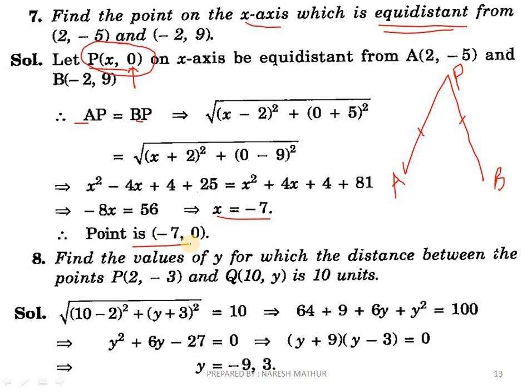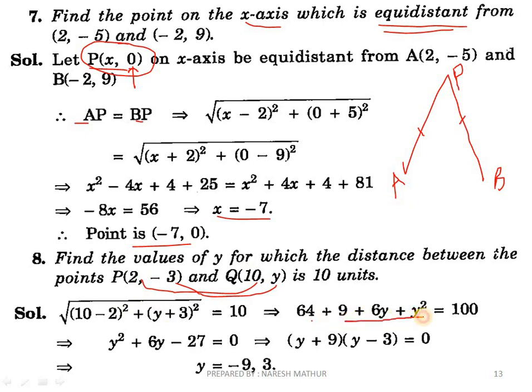Getting it? Similarly, next question says find the values of y for which the distance between the point P and Q is 10 units. It's quite simple. We just need to use the distance formula. Just find the distance between P and Q. Let's say x2 minus x1, 10 minus 2, 8 whole square, 64. Y minus minus 3, y plus 3 whole square.